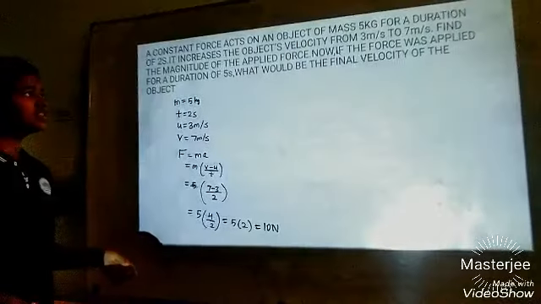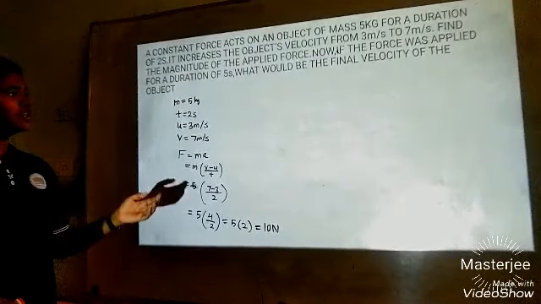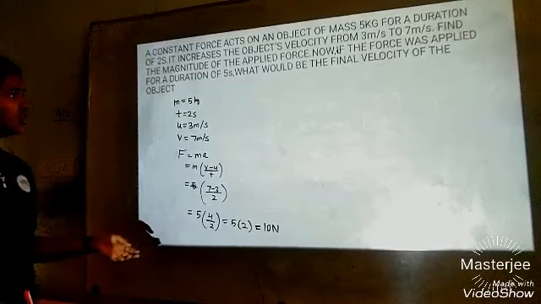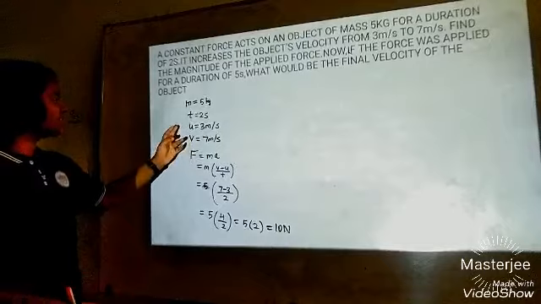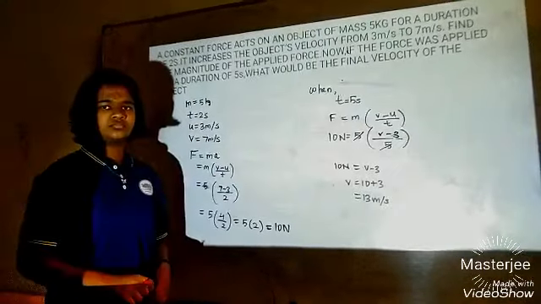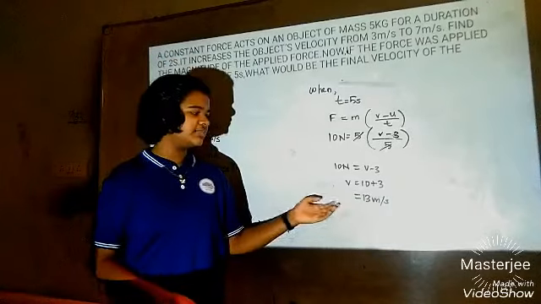And the next question is, if the force was applied for the duration of 5 seconds, what would be the final velocity of the object? Here we have to change the t is equal to 5 seconds. When the time taken is 5 seconds, the final velocity will be 30 meter per second.